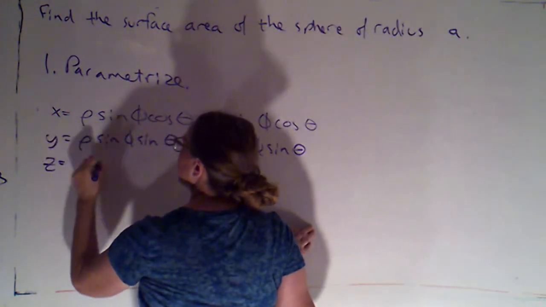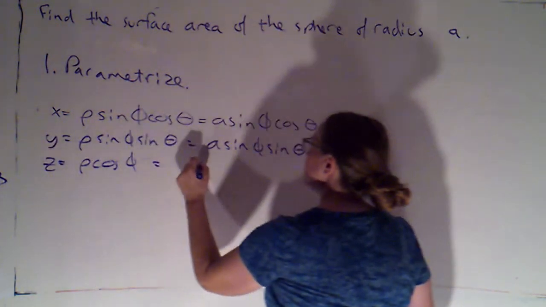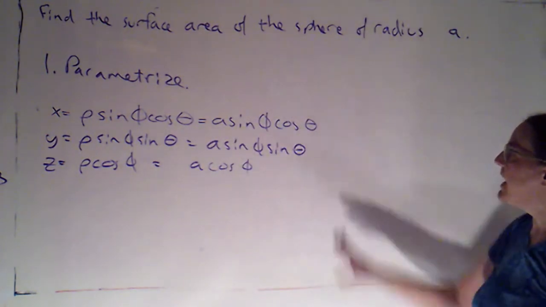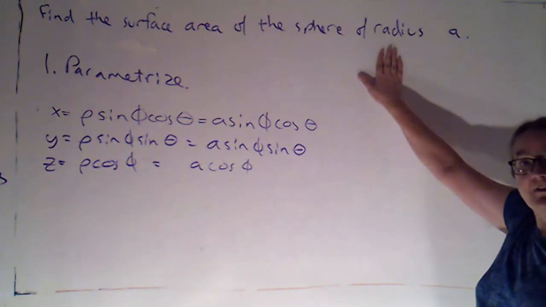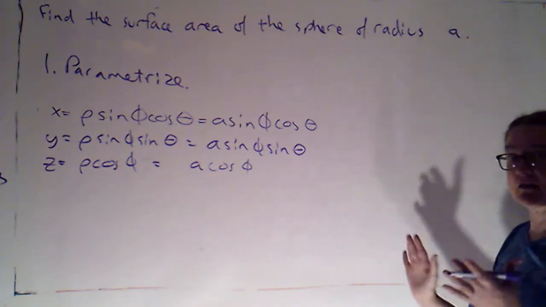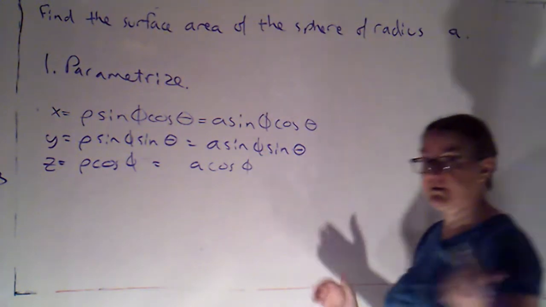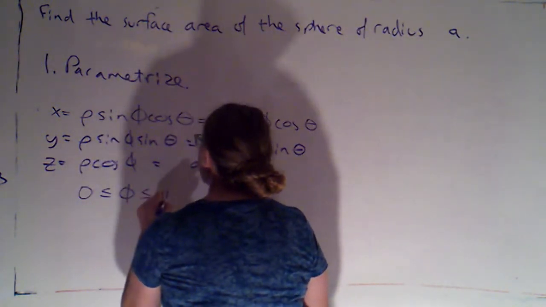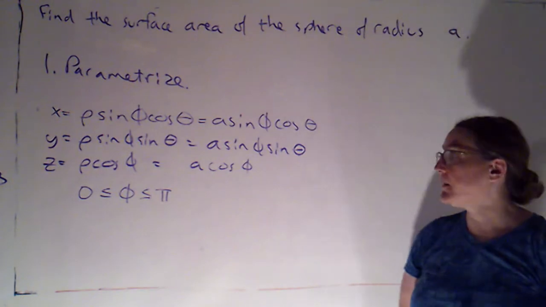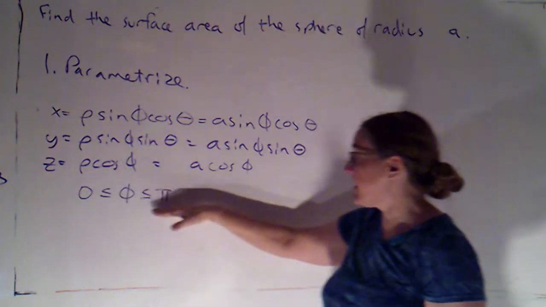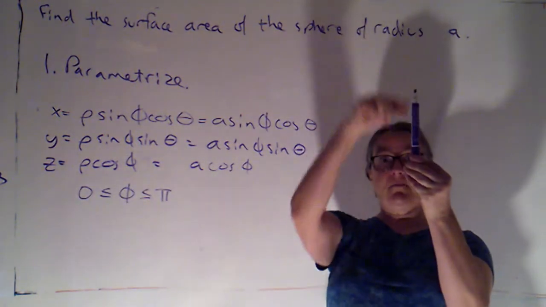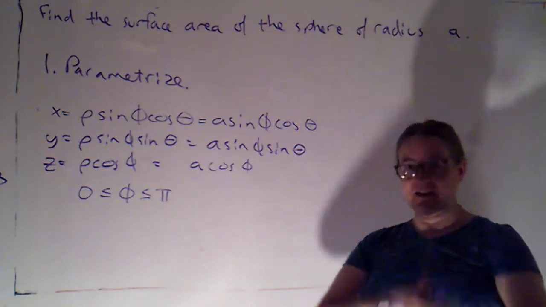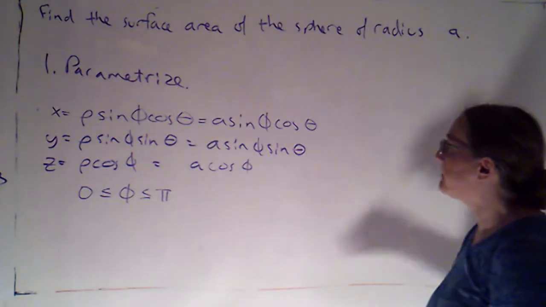Z is rho cosine phi, so that becomes a cosine phi. And if I want to get the sphere once, and I'm thinking of this as spherical coordinates, well, in spherical coordinates, phi is restricted anyway, so that it only takes on values between 0 and pi. And I definitely want it to take on all of those values, because 0 would be pointing straight up, pi would be pointing straight down, and so that's what's going to sweep out the entire sphere.